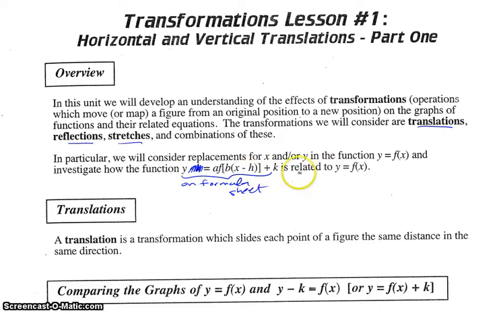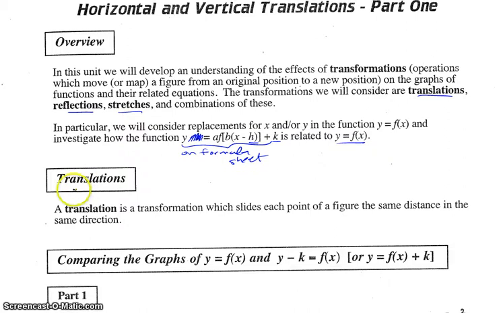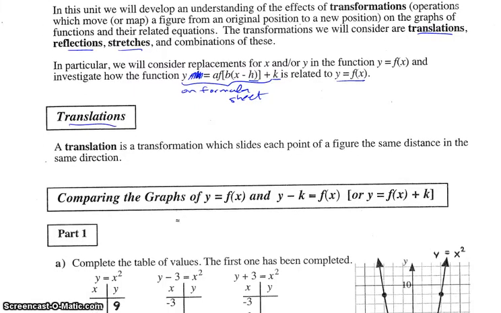And we're going to look at how that is related to y equals f of x. Now, all these parameters, a, b, h, and k, we're going to be learning about. And in particular, in this lesson today, we're going to be looking at h and k. Okay, so our first topic is translations. Translations are simply a transformation that slide each point on a figure the same distance in the same direction. So we're going to look at horizontal, so moving it left and right, and vertical, moving it up or down. So let's look at a little investigation today.